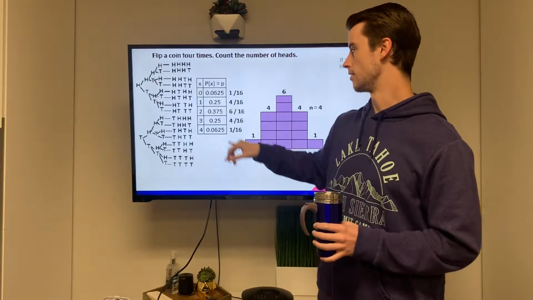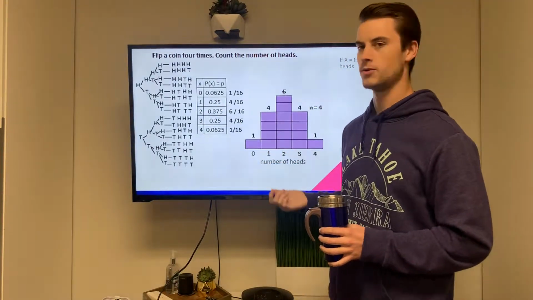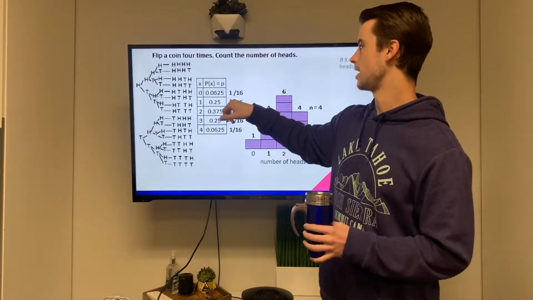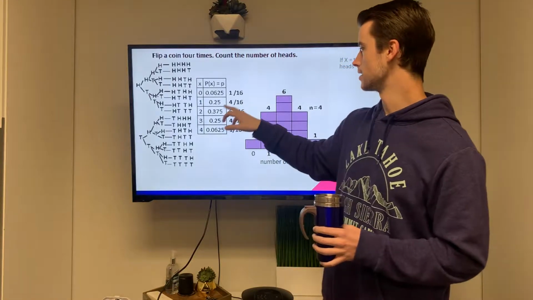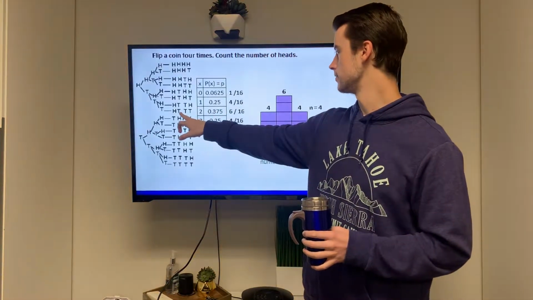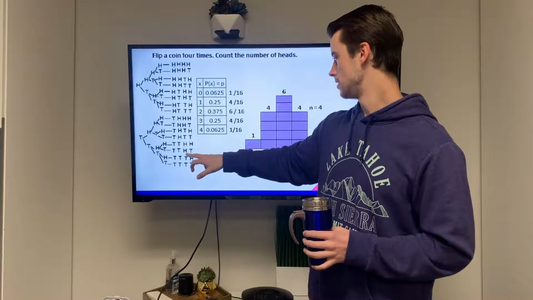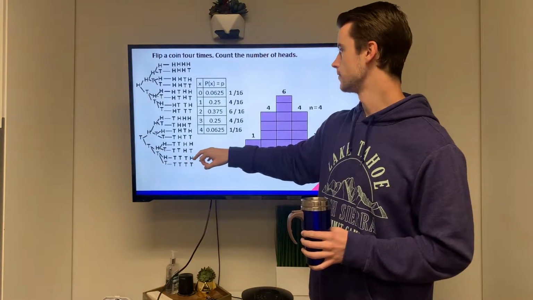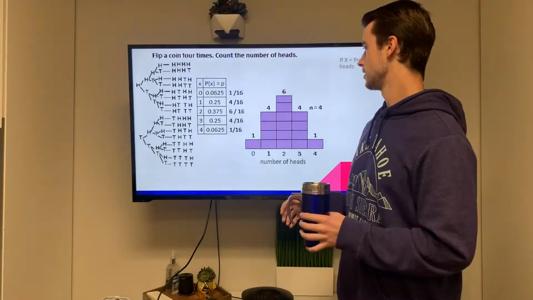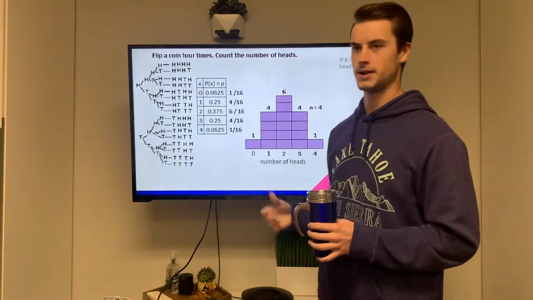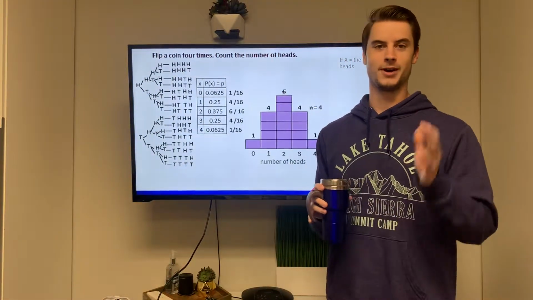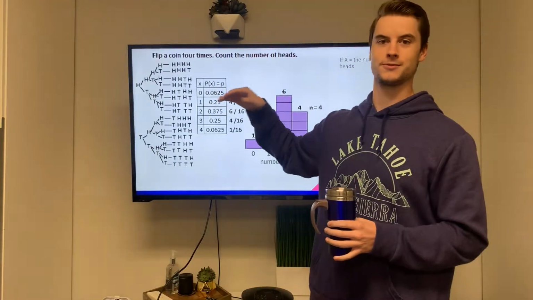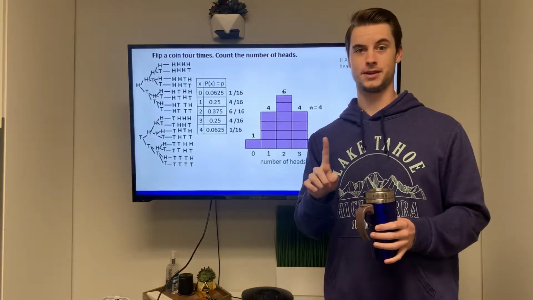Same thing for 1. If I flip a coin 4 times and get 1 head, that outcome can only happen 4 times, right? So let's look right here. This happens there. It happens there. It happens there. There's 3. I must have missed 1 somewhere, but you get my point, okay? There's 4 possible outcomes for flipping a coin 4 times and getting 1 head, okay?